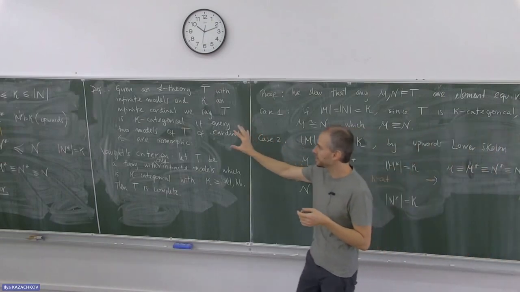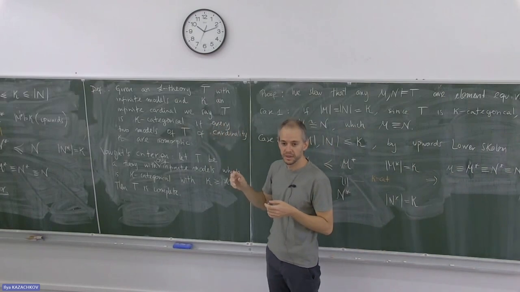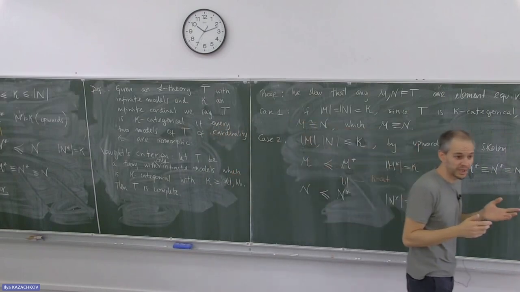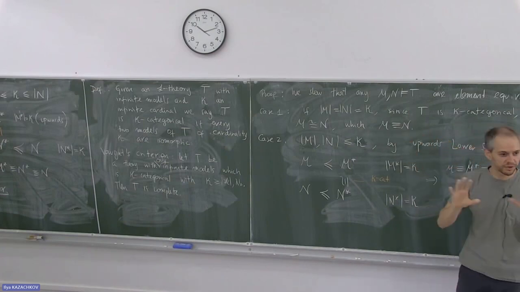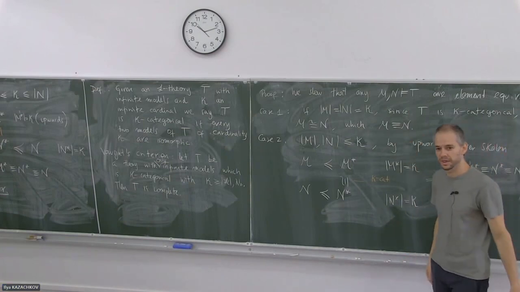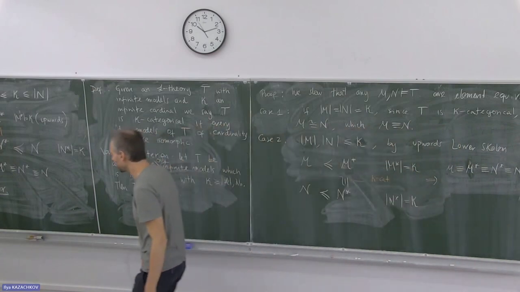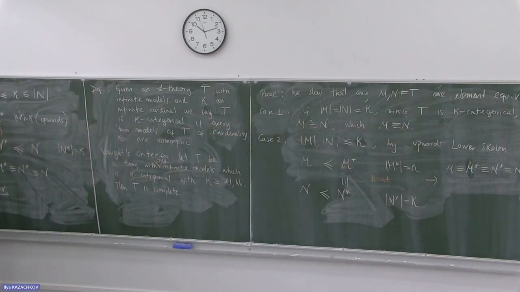Isomorphic under this equivalent? Ah, no. That's what we said about Löwenheim's column. You can have two elementarily equivalent structures but with different cardinality, so there is no bijection, exactly. This is what we said. The other implication is for sure not true with infinite structures. That's correct.